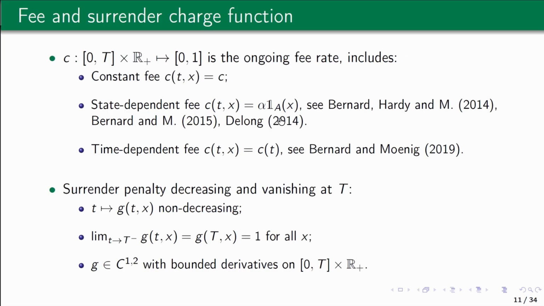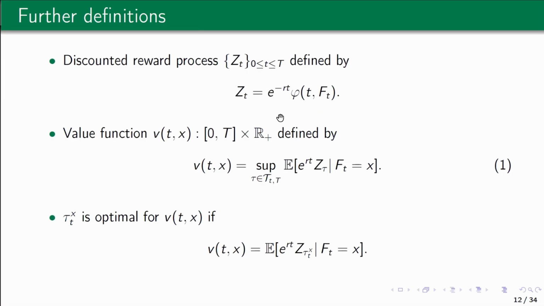So in particular, it will reach 1 continuously, which means that your surrender penalty will gradually disappear. And it could also have disappeared before maturity. You could have no penalty for the last year, for example. And just some terms that I use in the rest of the talk.